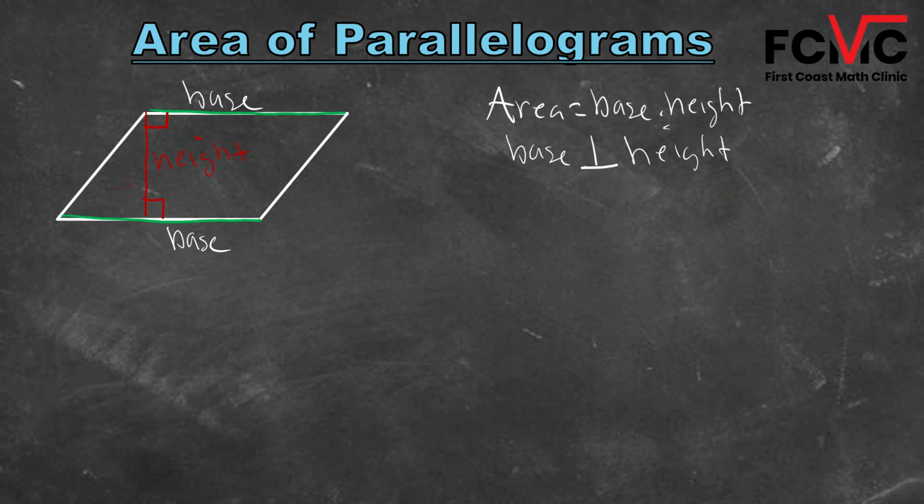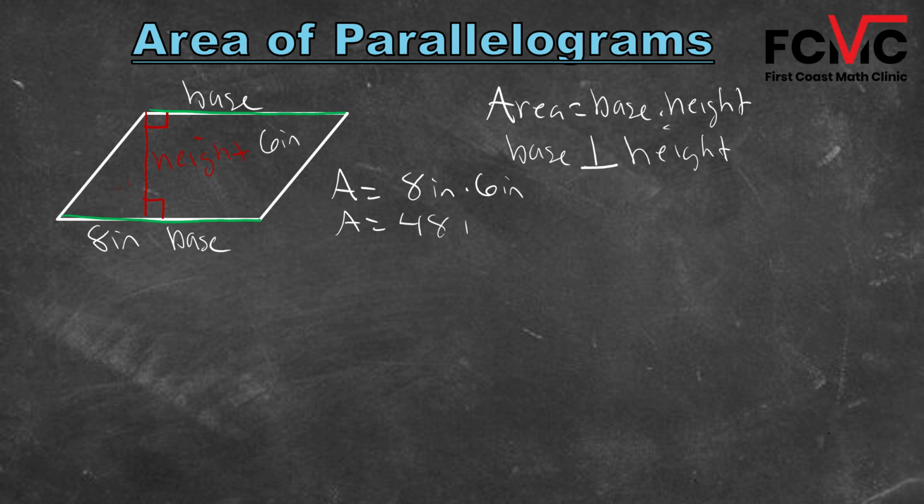If we want to find our area, we've got to multiply our base times our height. So let's say that our base is 8 inches and our height is 6 inches. Then our area is going to be 8 inches times 6 inches, so our area is going to be 48 inches squared. All right, let's get into a couple more examples where we find the area or work with the area formula for a parallelogram.